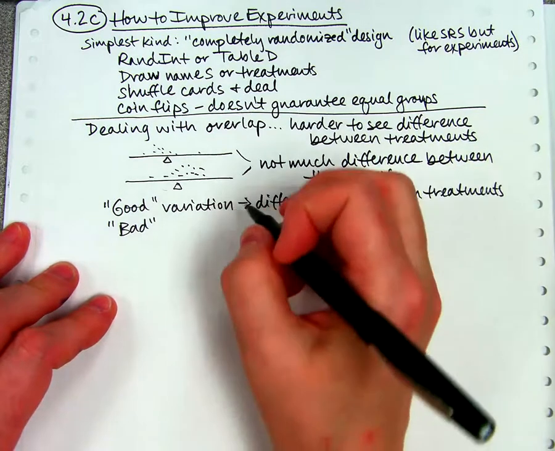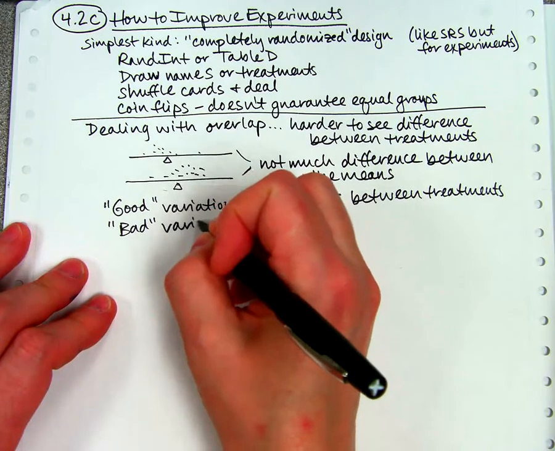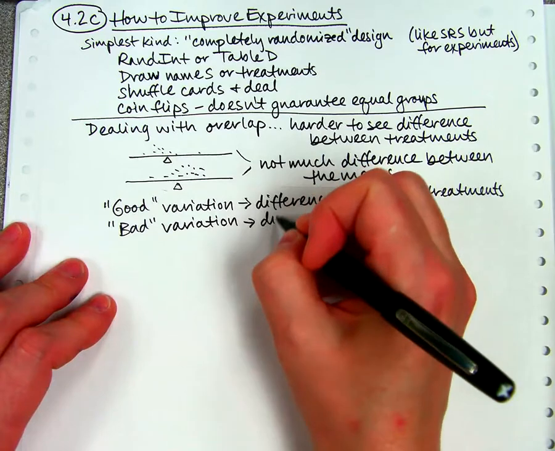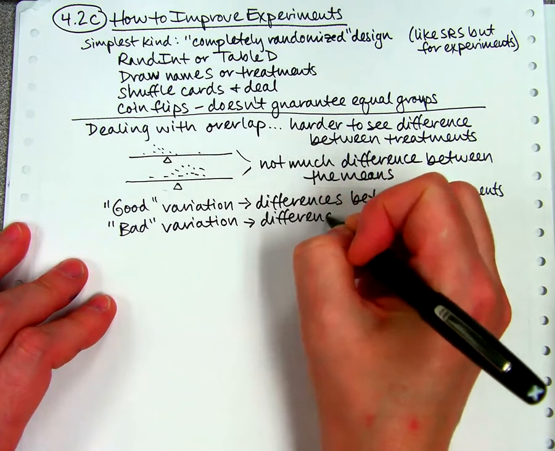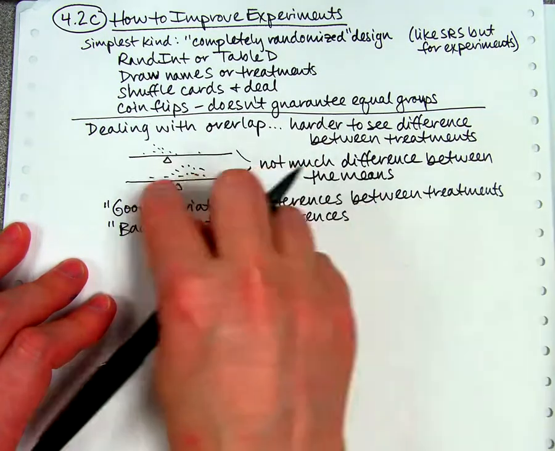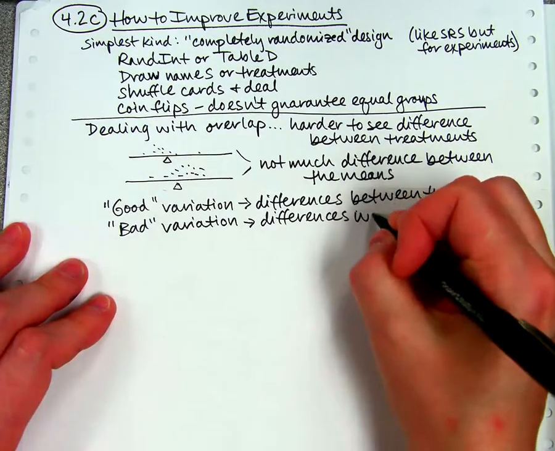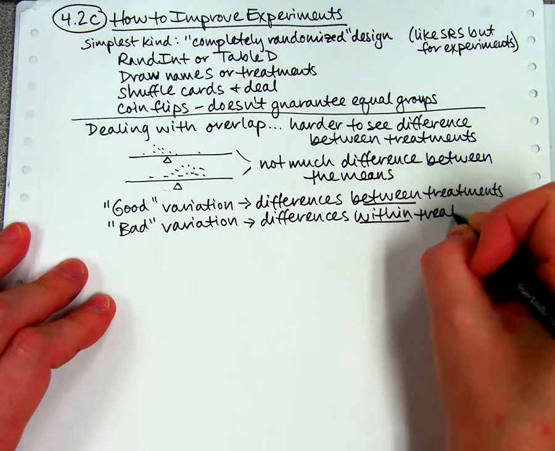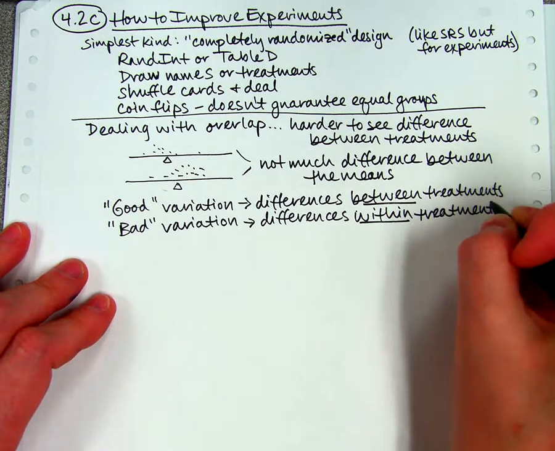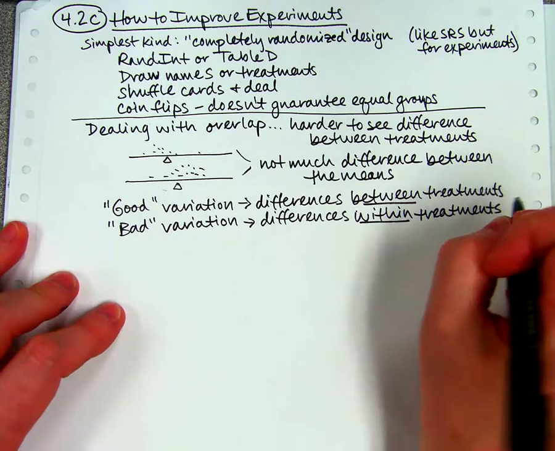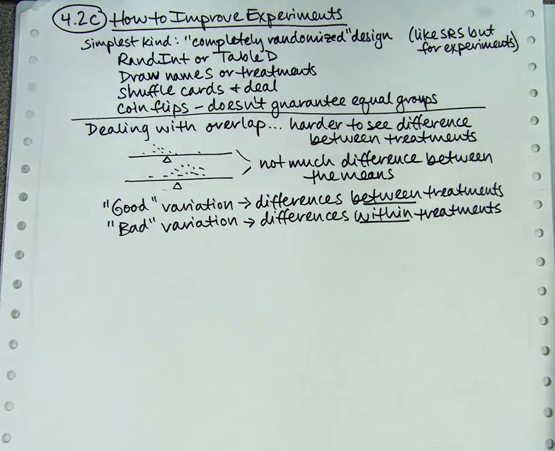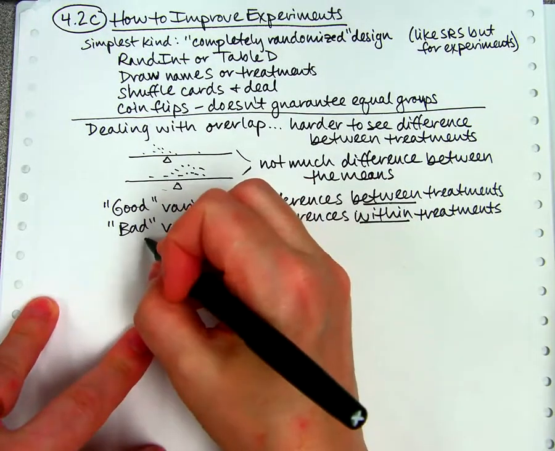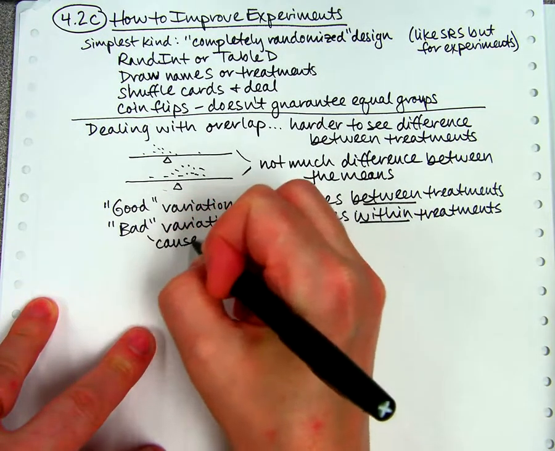Bad variation is the differences within each group or within the treatments. Individual differences in our subjects that cause more spread within each group. And those differences are generally caused by confounding variables that are causing some people to have higher whatever our response variable is. So this bad variation is caused by confounding variables.